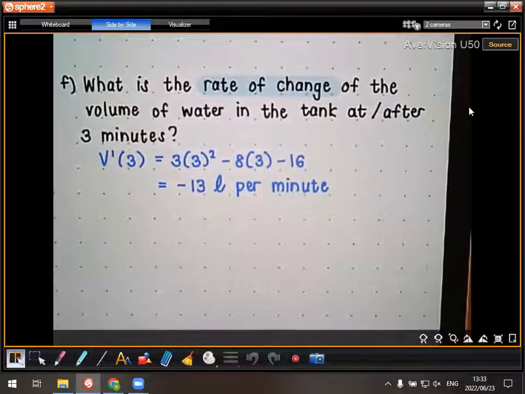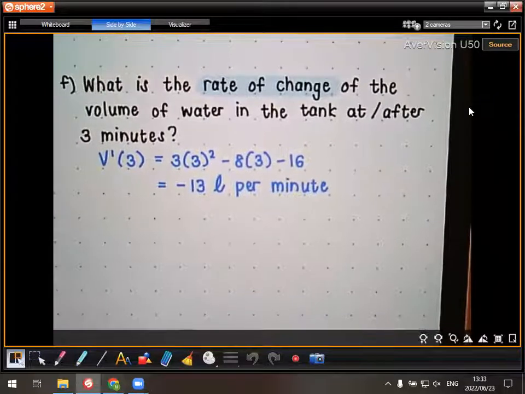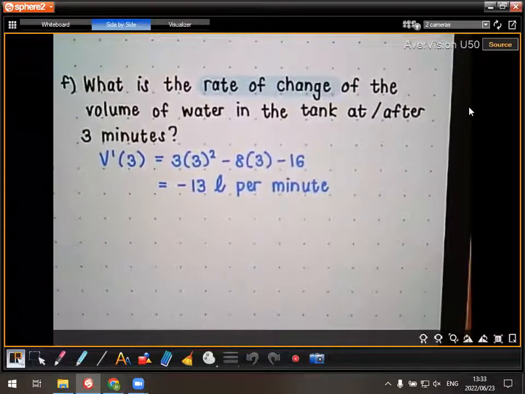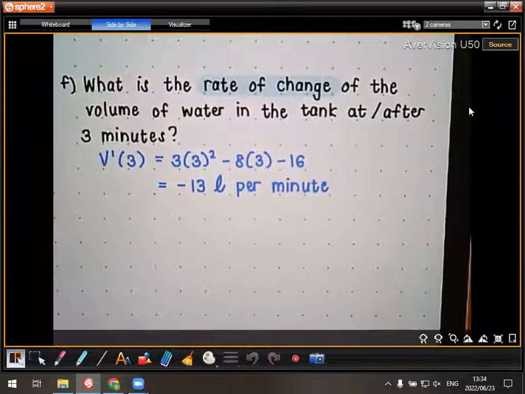Yes. Yes, you can. Yeah. So guys, if they told us that t was seconds, you would have to say liters per second, right? If they said that volume was centimeters cubed, you would have to say centimeters cubed per minute. All right, this unit thing is very important.